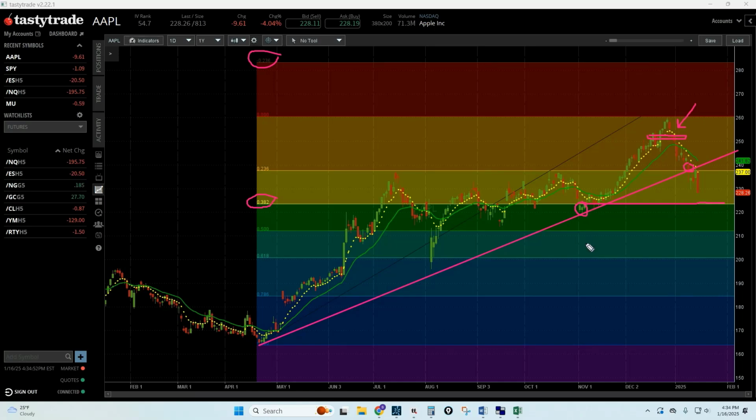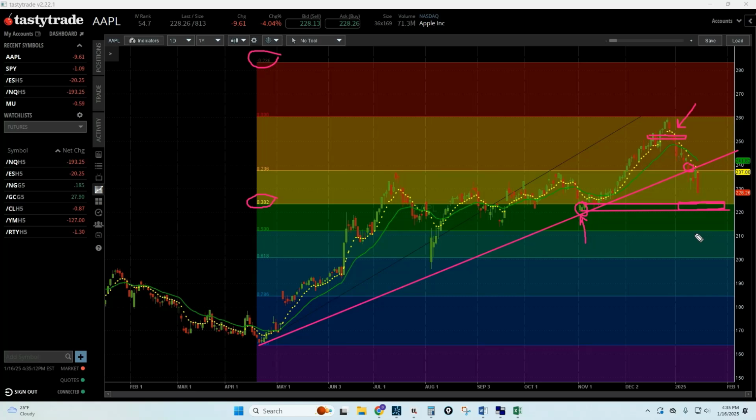Whenever a fib is close to a prior support, and you can see these November lows, this is where I want to cover. Somewhere between 220 and 221 is where I want to cover, or at least start to think about covering some Apple. So right in this area is where I'll probably take some of it off.